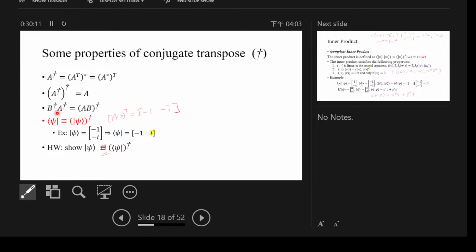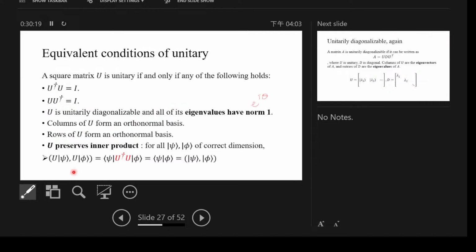So remember we have (AB) dagger equal to B dagger A dagger. So here we have (U psi) dagger, then it should be psi dagger times U dagger. And we know ket psi dagger equals bra psi, and U dagger is just U dagger. So we take the dagger of this thing, it becomes bra psi U dagger, and we multiply with this U phi, and so the inner product is this thing.